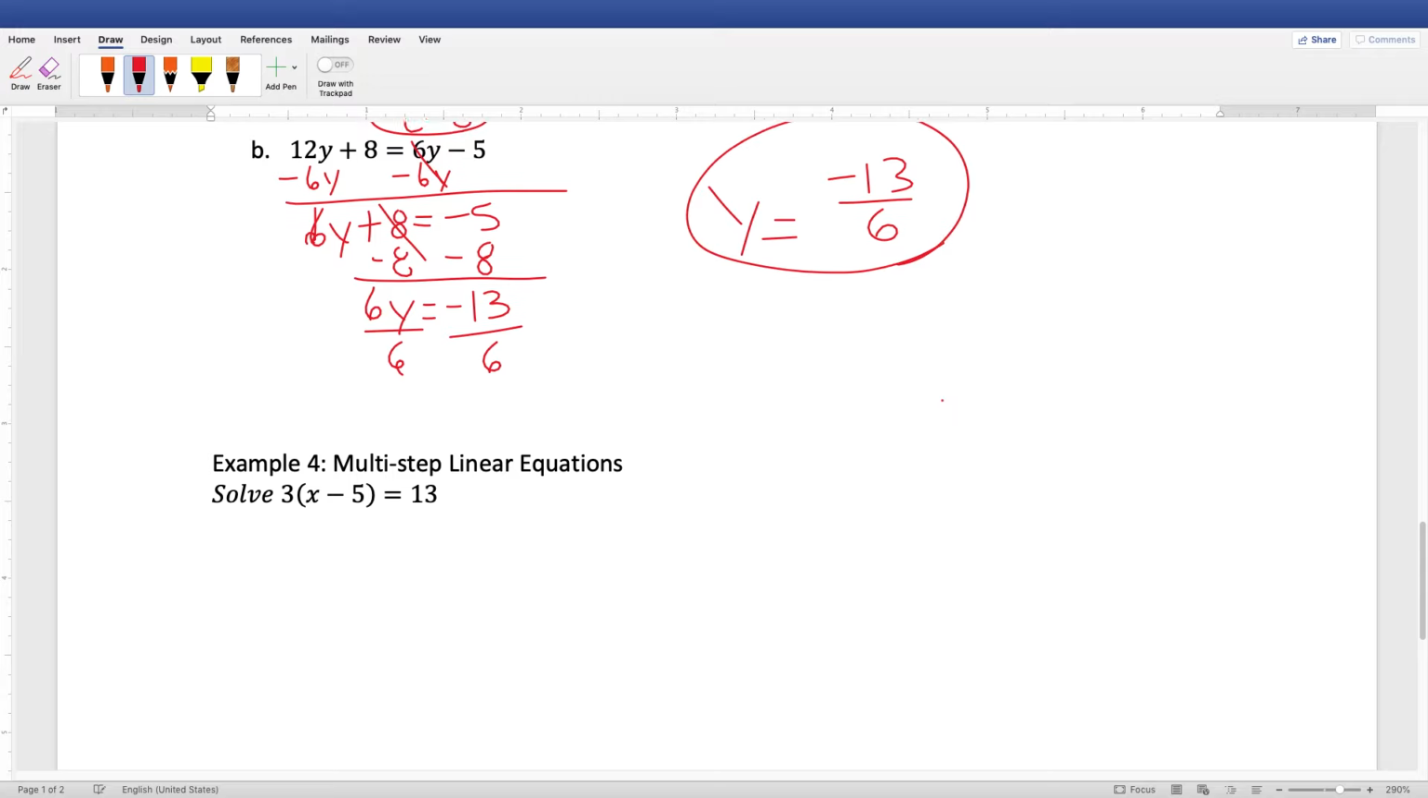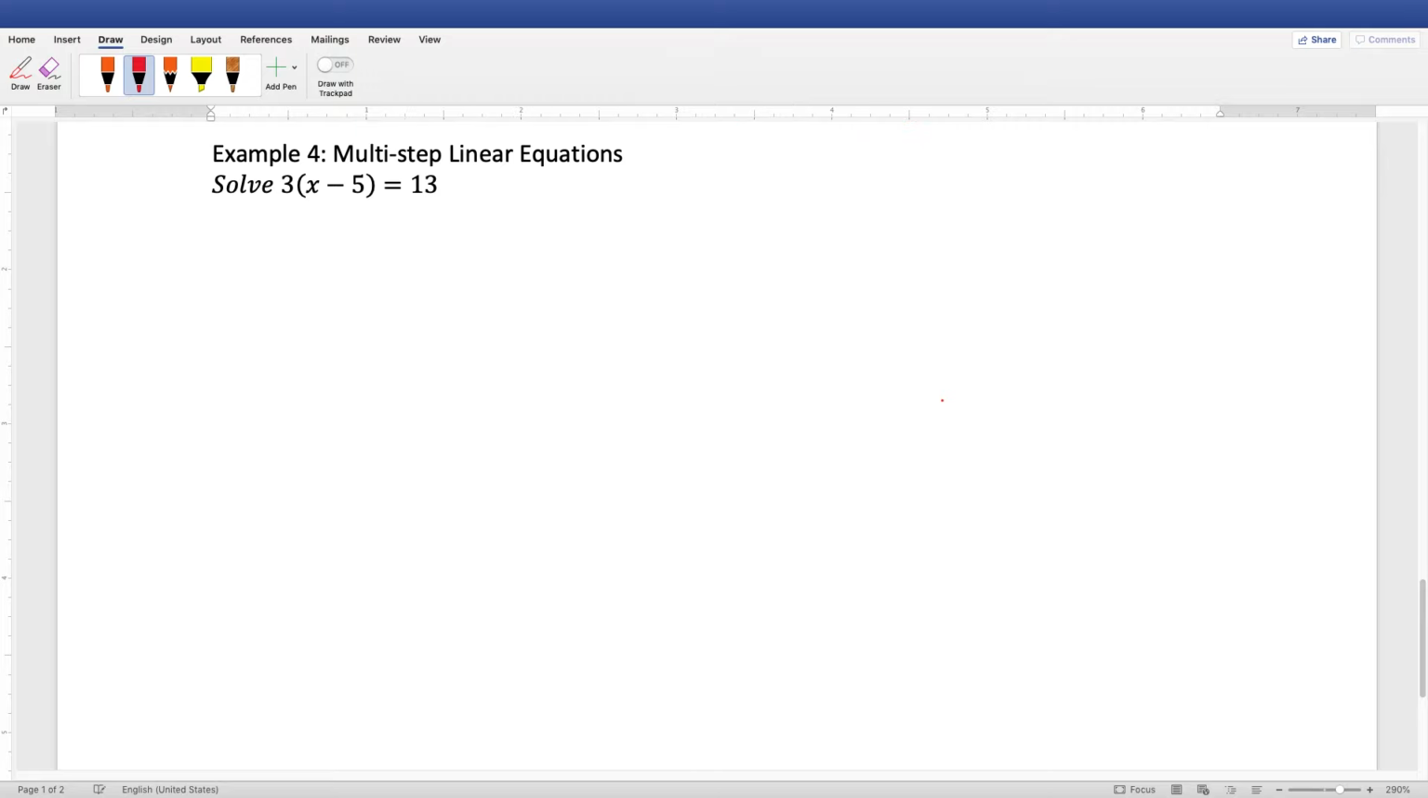Now moving on to our last example, another multi-step linear equation. What we are going to do first is distribute my 3 to my x and my 3 to my negative 5. So I have 3x minus 15 is equal to 13. Now I need to get x by itself. So I will add 15 to both sides. When I add 15 to both sides, my 15s cancel on the left side, leaving me with 3x is equal to 28.